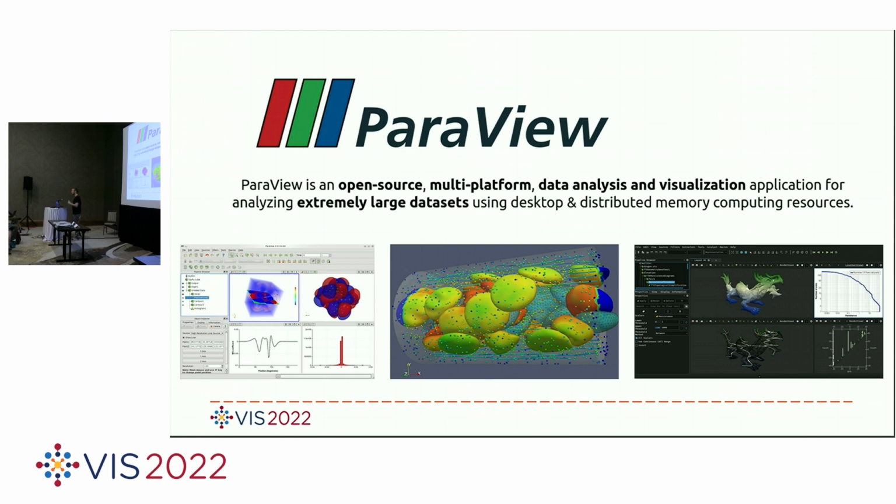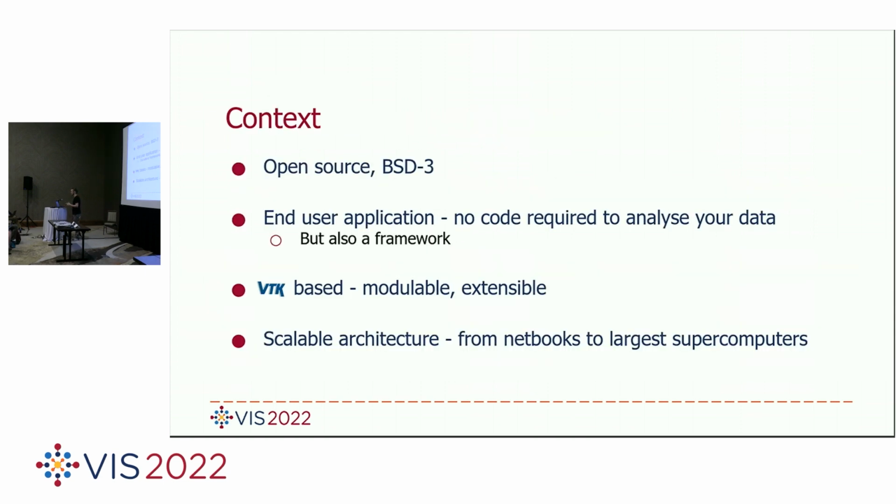ParaView is an open source software meant to be used in the context of large data analysis. If you were at LDAV yesterday, I think you have seen ParaView more than once. It's really scalable, and it's maintained by Kitware and the community because it's open source. So the license is BSD3. All pull requests are welcome.